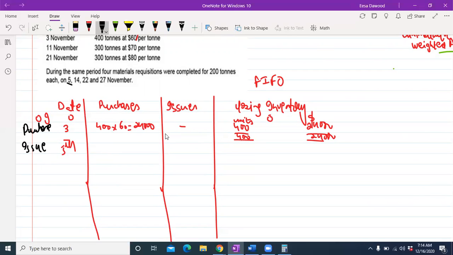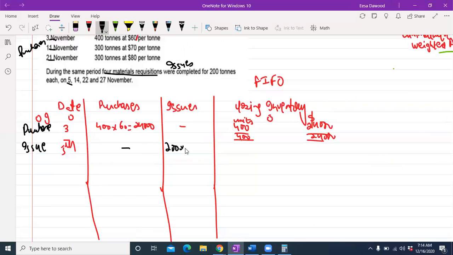Nothing has been purchased on the 5th. We're doing the FIFO method on the 5th, 200 units. Out of the 400 units, there are 4 material requisitions, and every time it's going to be for 200 tons. They are on the 5th, 14th, 22nd, and 27th. The purchases are on the 3rd, 11th, and 21st. These are the purchases, and these are the issues.